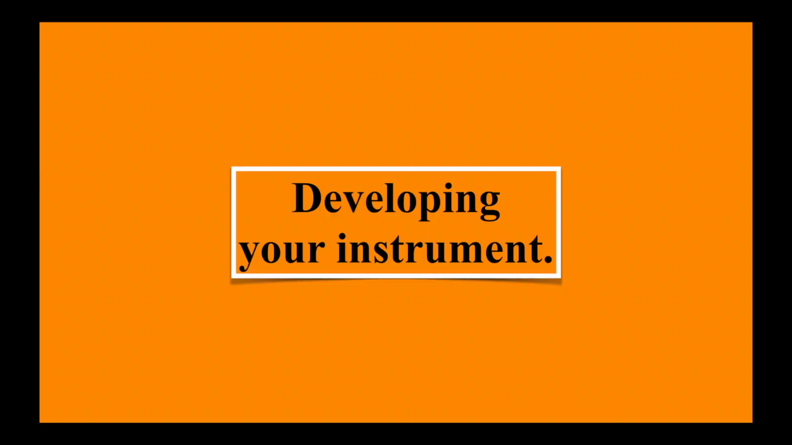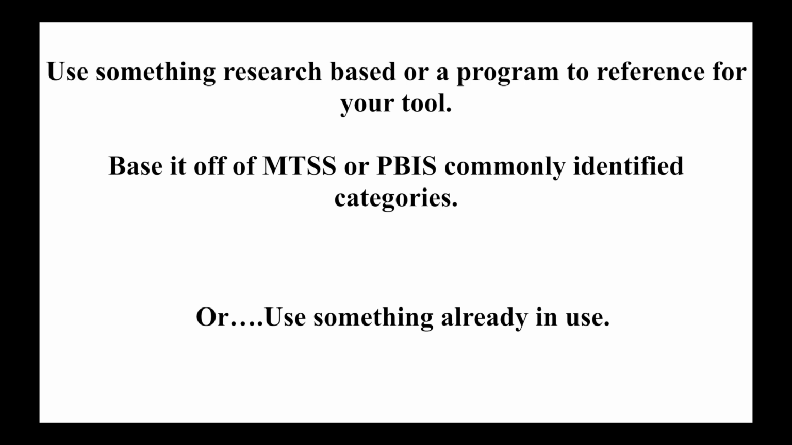All right, let's talk a little bit about developing your instrument. So how you build a survey or interview questions. Again, if you can find something that already exists that matches your study, you can use that, but this is how we work developing it. So use something research-based or programmed to reference for your tool. I mentioned I use the transformational leadership 10 categories. So if you're working in MTSS, PBIS, something commonly known, use some sort of criteria that's already research-based and established there, and that could help guide you in your categories of questions. Or again, use a tool that's already in use. That's a really safe way because it's already been vetted through an IRB process.